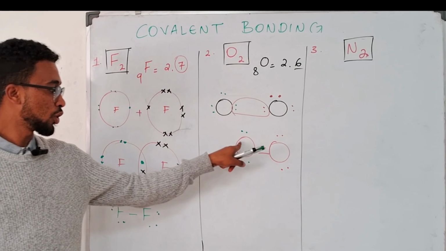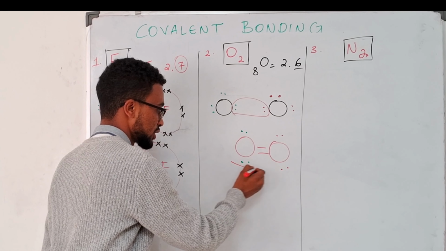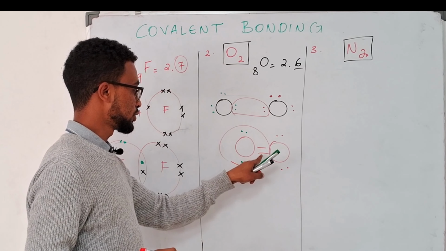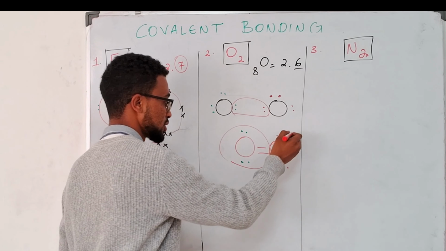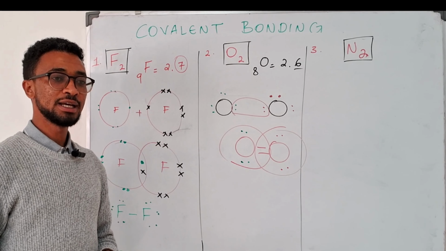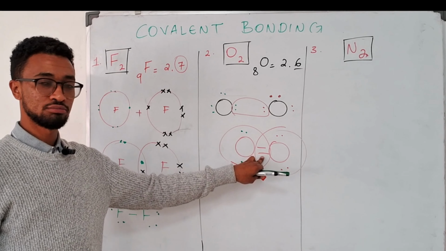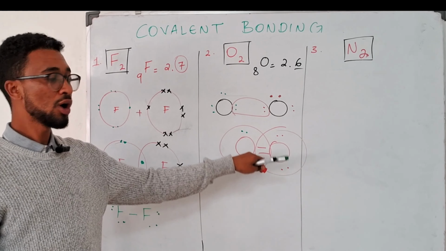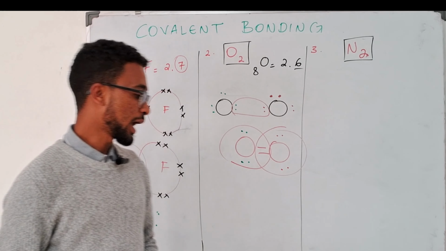As you can see, these 2 oxygens have attained the octet now. Let's count for this oxygen. 1, 2, 3, 4, 5, 6, 7, 8. And then for this oxygen again, 1, 2, 3, 4, 5, 6, 7, 8. So both oxygens have attained their octets. This is a double bond. How is a double bond formed? When 2 pairs of electrons are shared between 2 atoms.